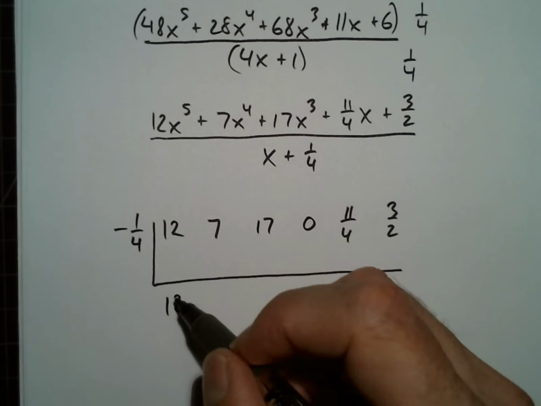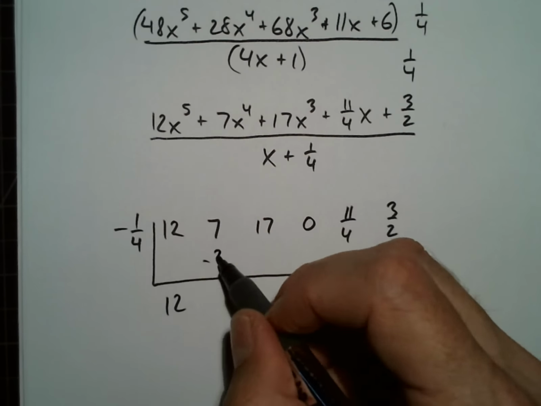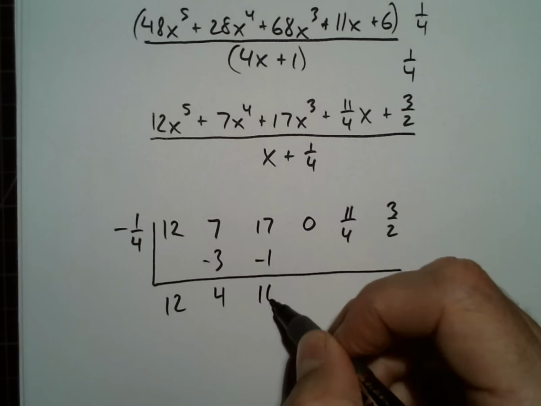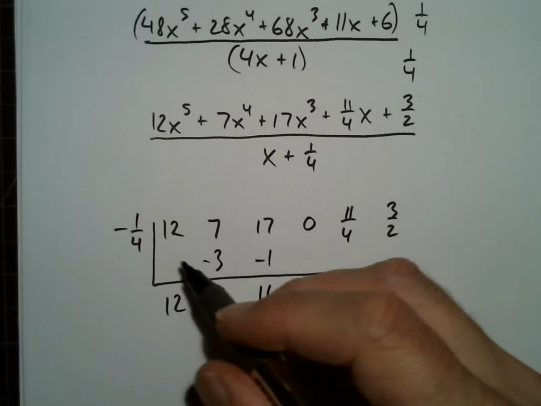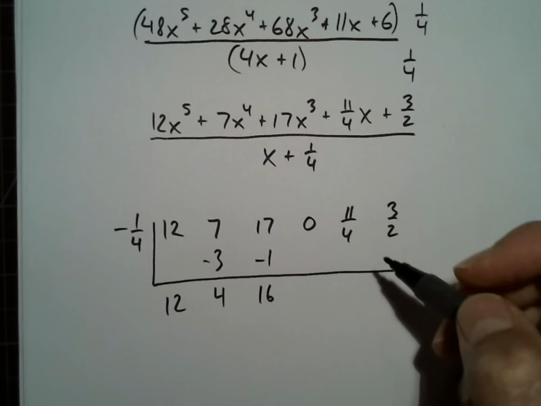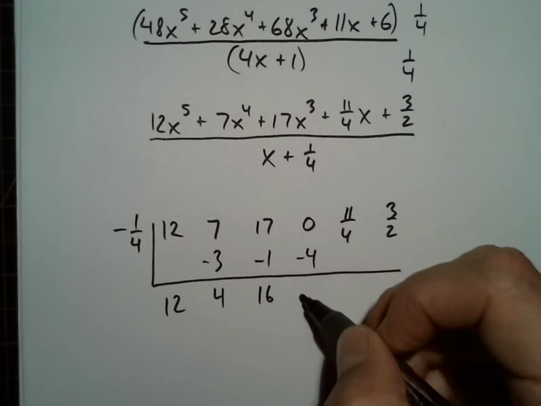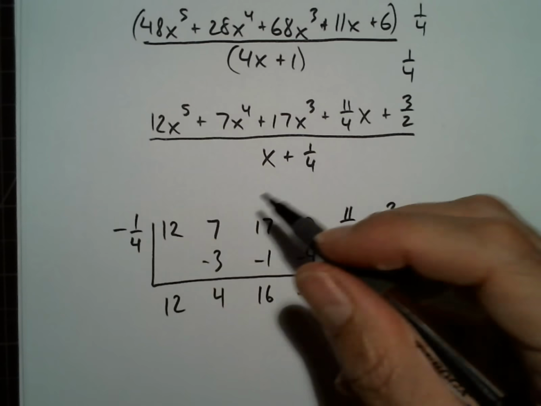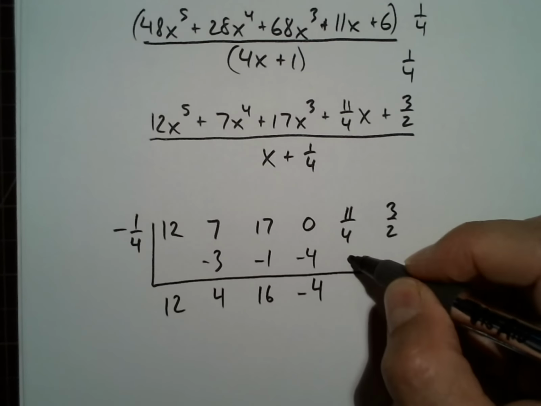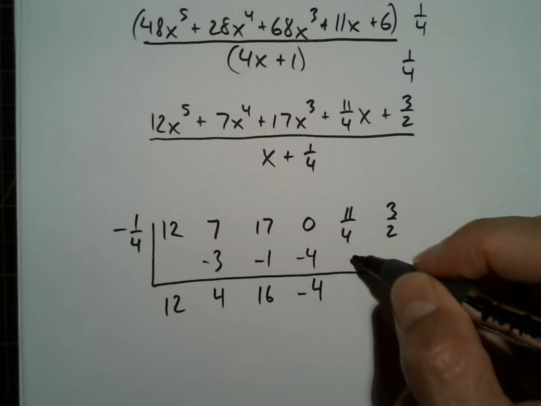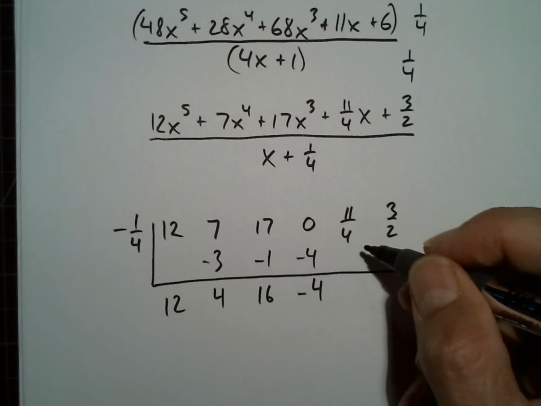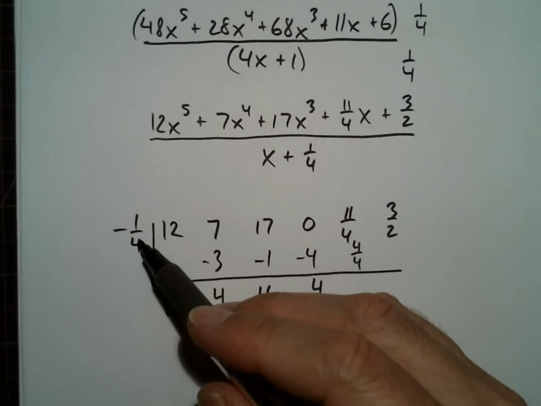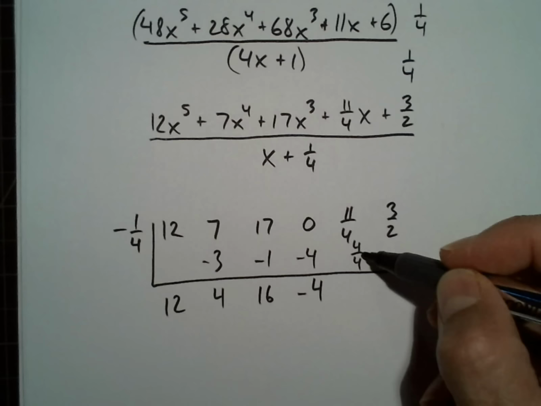Add and multiply, we get negative 3. Add, multiply, negative 1. Add, multiply, we get negative 4. Add, multiply, we get 1. But let's call that 1 over 1, which is 4 over 4. Negative 4 times negative 1/4 is positive 1, and this is positive 1.